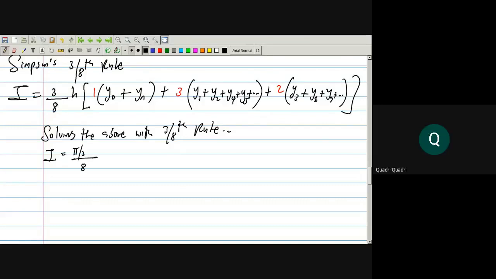Yes, 1 and 3 over 8. Then one into bracket, what did we say last time? y0 plus, into bracket. Yes, y0 plus y9, plus 3 into bracket y1, which is 0.866025.